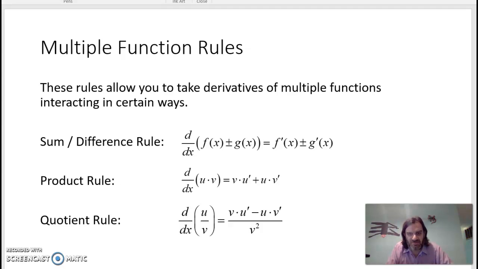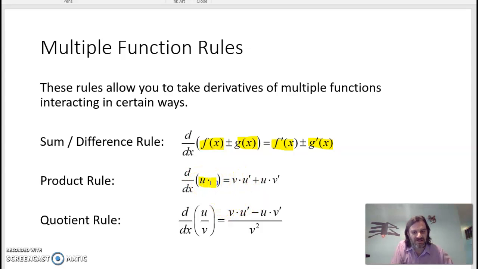And then we have the multifunction rules, which are what gives us a little bit more depth. The sum difference rule lets us add two functions together. And if we want to take the derivative of them, it's the same as taking their derivatives and adding them together. Okay, so as long as we know how to take the derivative of f and we know how to take the derivative of g, we can find the derivative of f plus g. So we could take the derivative of e to the x plus x squared, okay, instead of just having separate rules. Usually a lot in polynomials.